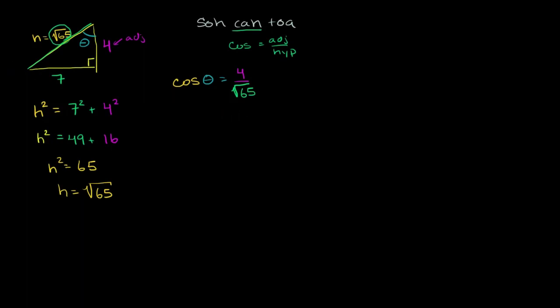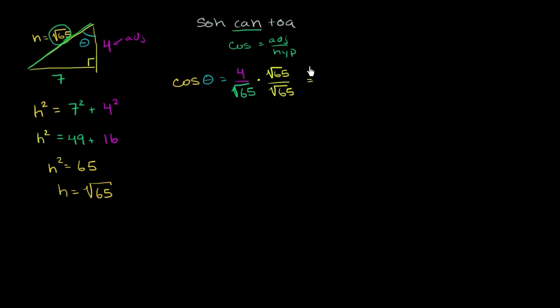And if you want to rewrite this without an irrational number in the denominator, you can multiply the numerator and the denominator by square root of 65. This clearly will not change the number, because we're multiplying it by something over itself. So we're multiplying the number by 1. That won't change the number, but at least it gets rid of the irrational number in the denominator.